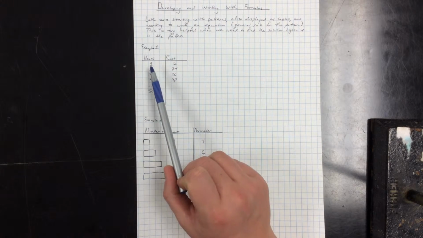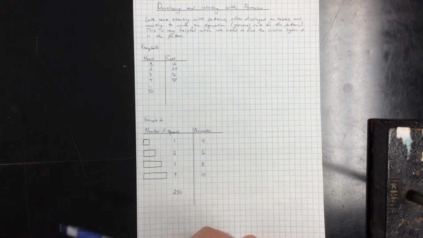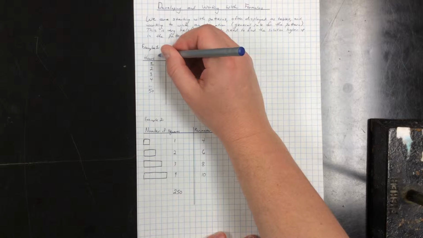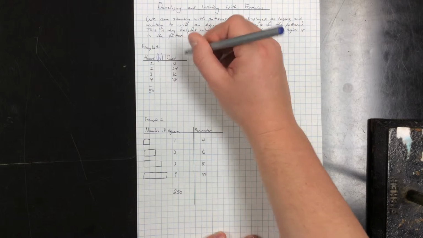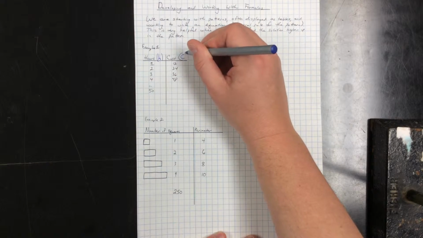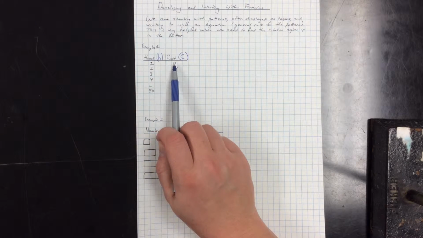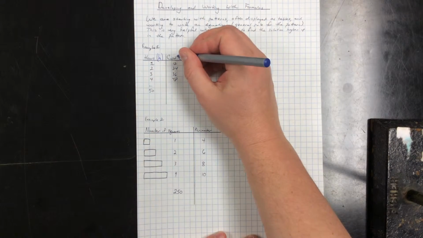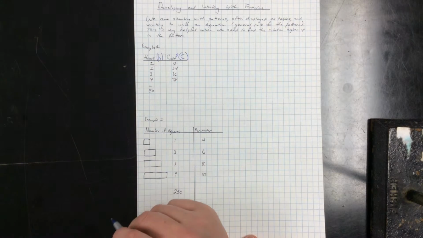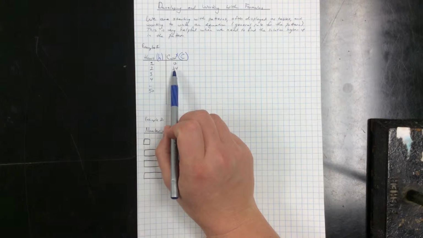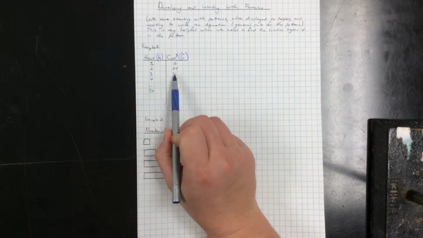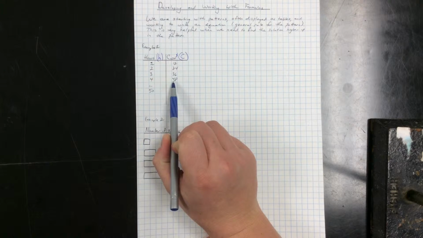So our first example, we have a chart that has hours and costs. We're going to give each of these a variable. Hours we'll call H, and costs we'll give a C. And we see that for the first hour, the cost is 24. Let's put some units in there, $24. One was 12, 2 is 24, 3 is 36, 4 is 48.